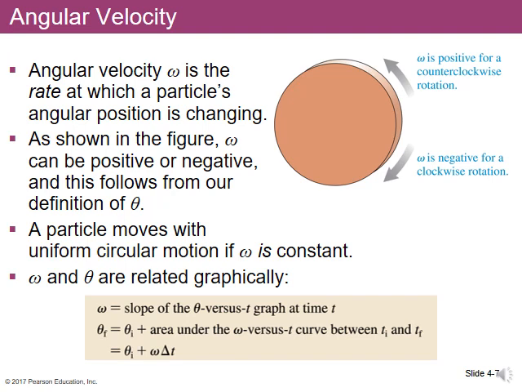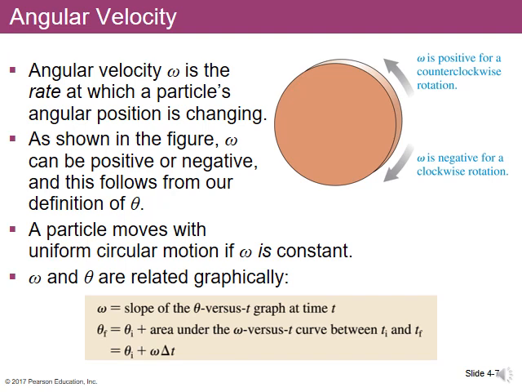Positive or negative for angular velocity is sometimes a little bit more difficult to determine than it was for linear velocity. We can tell if something's moving away from or toward the origin in that case. But here we have to look at whether it's rotating clockwise or counterclockwise. Anytime something rotates in the counterclockwise direction, that's considered to be a positive angular velocity. Anytime something's rotating in a clockwise direction, that's considered to be a negative angular velocity.